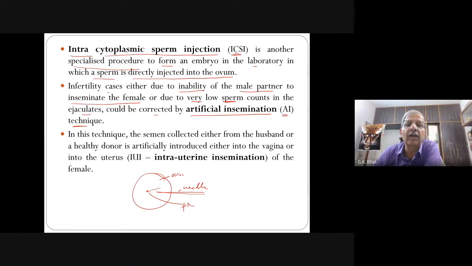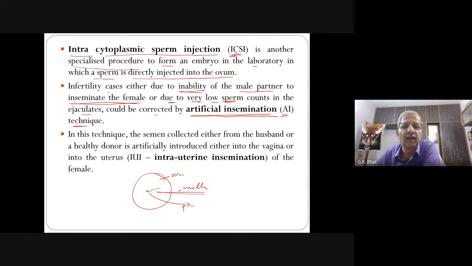Infertility cases, either due to inability of the male partner to inseminate the female or due to low sperm count. If the husband's sperm count is low, the donor's sperm is utilized. It could be corrected by artificial insemination, AI. So if at all you are asked, what is ICSI? What is AI? You should know the answer.